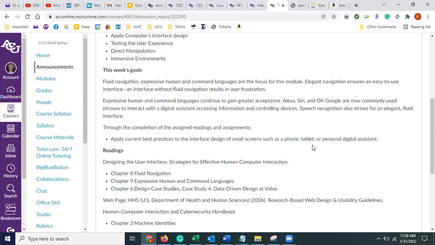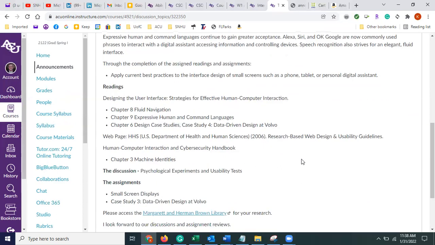By the completion of the assignment, we'll look at the current best practices for interface design. We'll focus on small screens this week. And then the readings look at fluid navigation, expressive human languages, and then a design case study at Volvo, which is another case study that you get an opportunity to read. And then the U.S. Department of Health and Human Services Web Design Usability Guidelines. And then finally, the handbook on machine identities. The discussion will look at psychological experiments and usability tests. And the assignments will include small screen displays and then the data-driven design at Volvo.